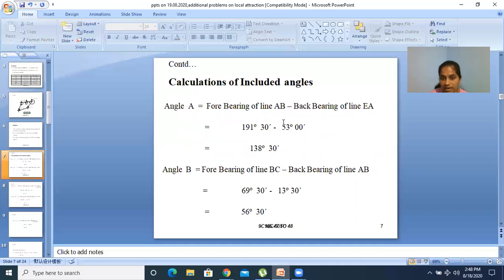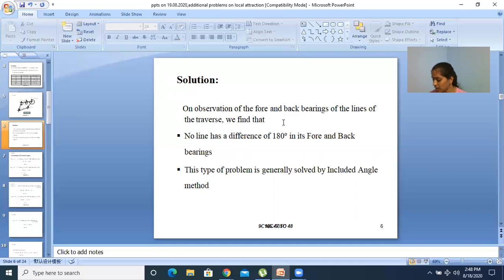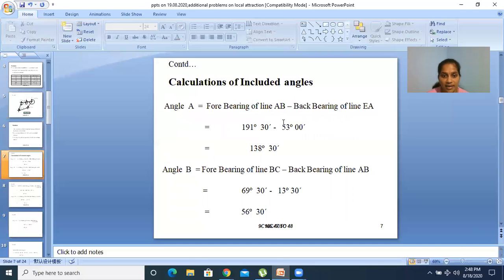So in the included angles method, what do we have to do first? The first step is to calculate the included angles. We have to calculate all 5 angles. Calculation of the included angles: Angle A is equal to forebearing of AB minus back bearing of EA. You can follow the arrow rule. If we deduct the back bearing of the previous station from the forebearing of that station, then we can get the angle at that station.